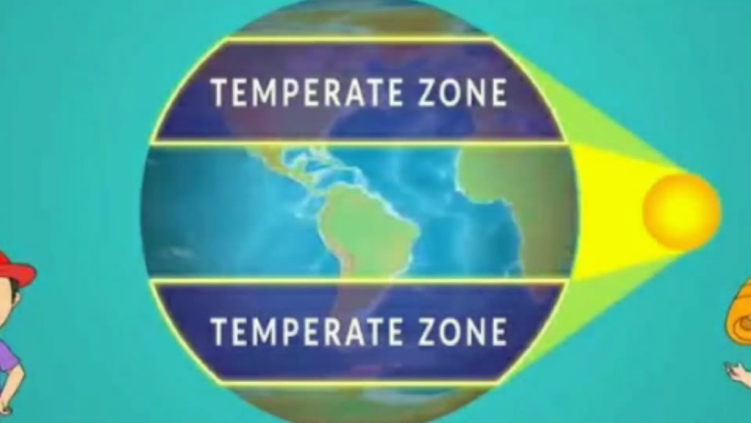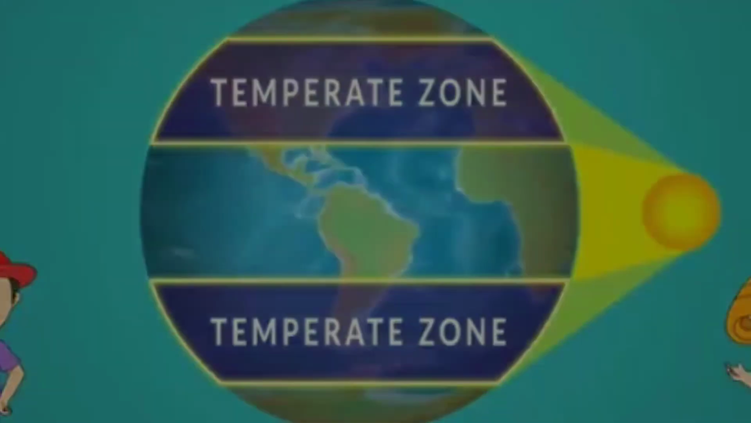Number 2, the temperate zone. The region between the Tropic of Cancer and the Arctic Circle in the northern hemisphere, and the Tropic of Capricorn and the Antarctic Circle in the southern hemisphere, forms the temperate zone. This zone experiences mild temperatures as the sun rays fall on the earth's surface at an angle throughout the year.